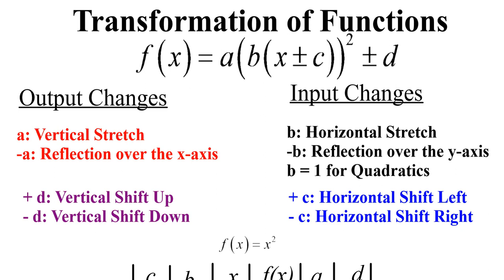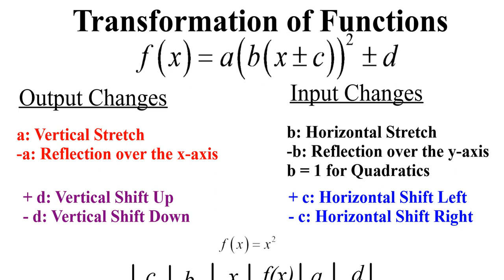So the output changes came from A and D, and A was stretching, either faster or slower. It made it wide or narrow, depending on the value of A. And if A was negative, that was a reflection over the x-axis. When A was greater than 1, it was faster than before, so it became narrower. When it was between 0 and 1, it was wider because it's slower. D was a vertical shift up if it was positive, or down if it was negative.